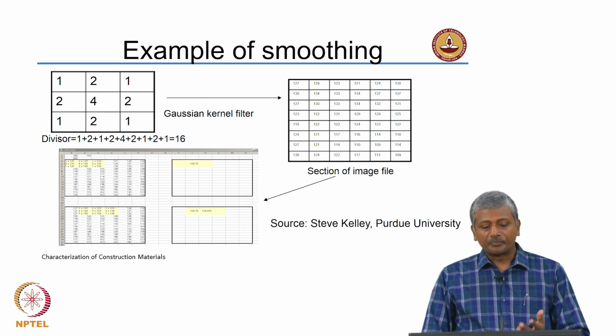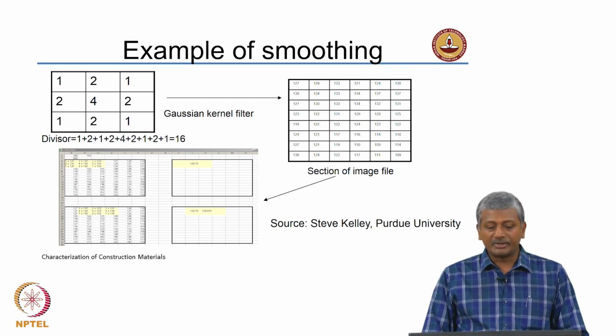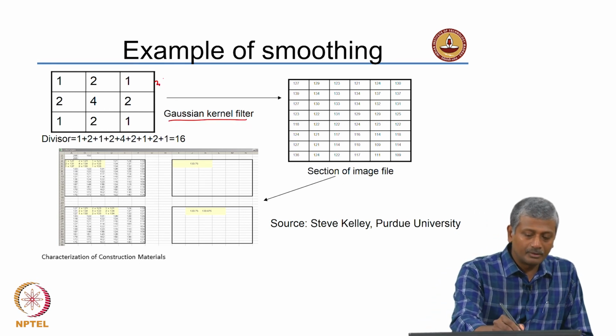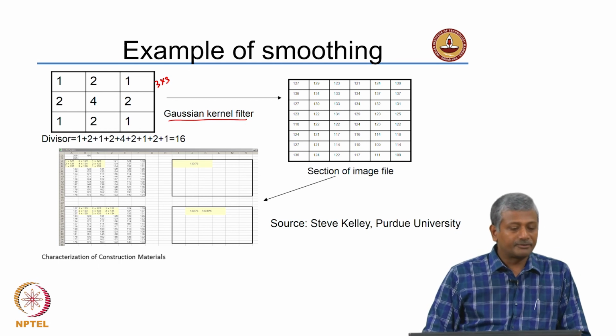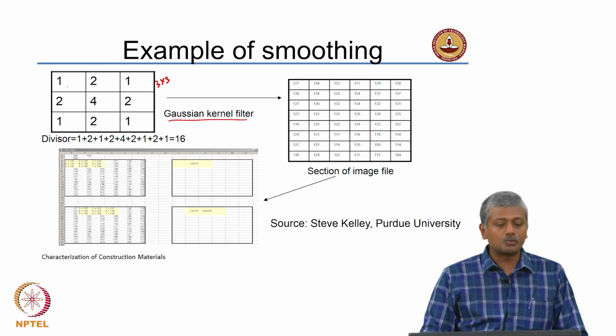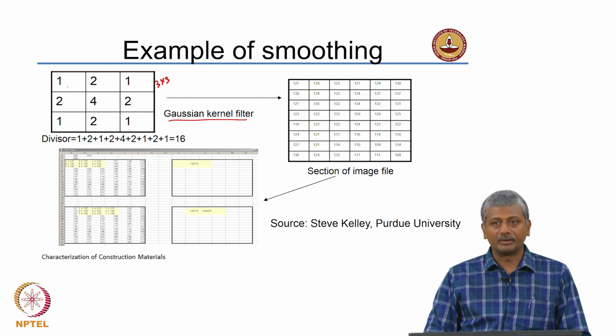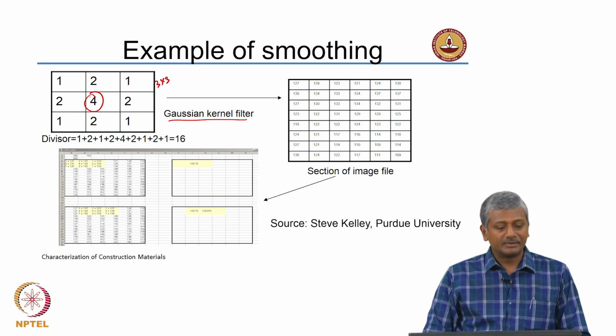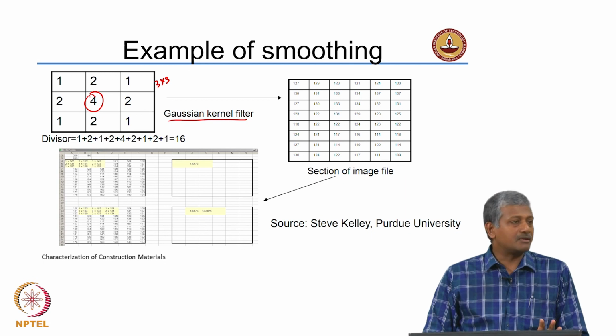One example of a smoothing filter is this Gaussian kernel filter. It is a 3 by 3 matrix with the numbers 1, 2, 1, 2, 4, 2 and 1, 2, 1. So, the central point is 4, the 4 corners are 1 and the other points are all 2. So, this is just a 3 by 3 matrix with those cell entries.